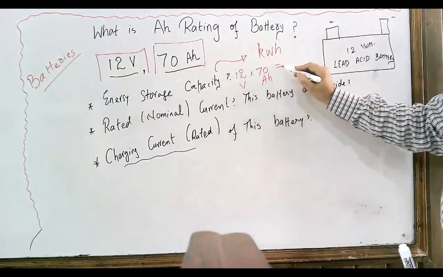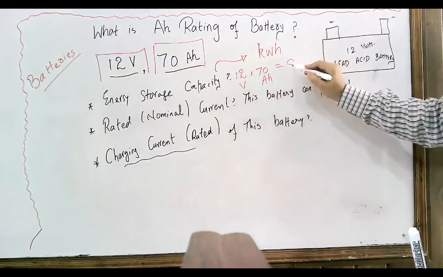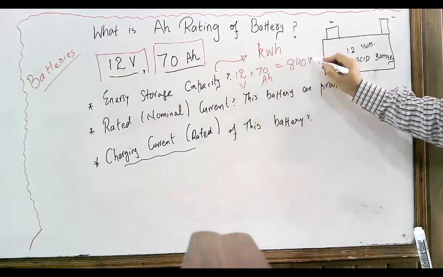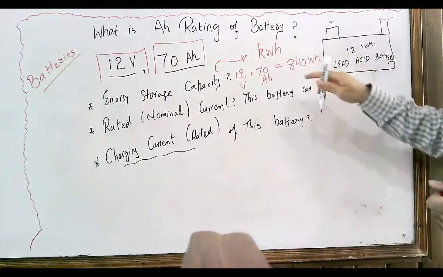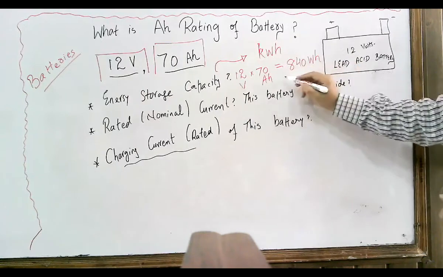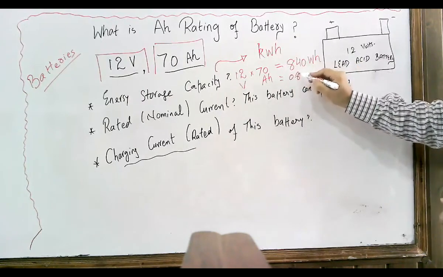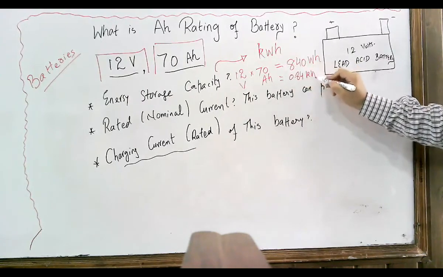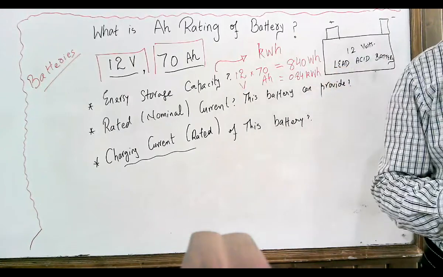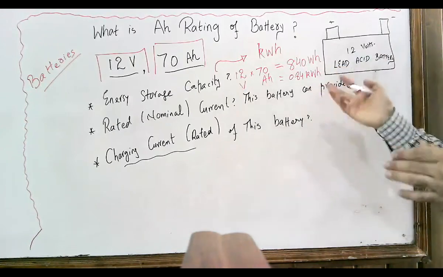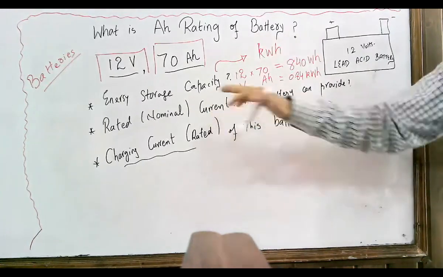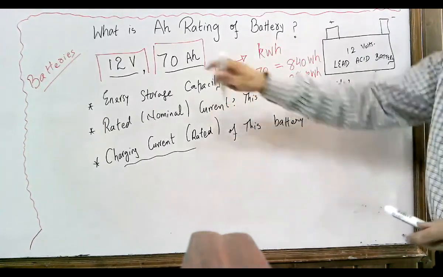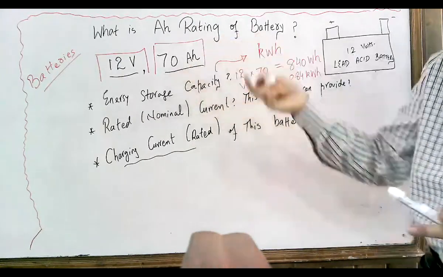It comes out to be 840 watt hours. It means that this battery can hold up the energy equivalent to 0.84 kilowatt hour. So this is this much the energy storage capability of this battery. Okay, now what is the rated current? Now here comes the thing that it is mentioned that 70 ampere hour.